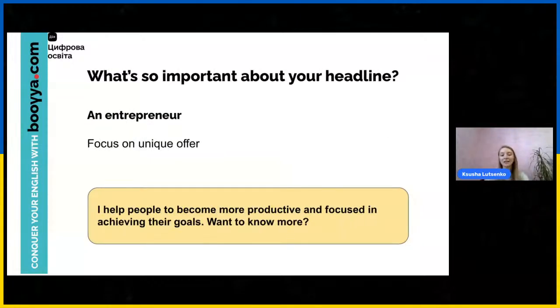Or if you are an entrepreneur, it might be a bit more difficult to create a catchy headline, but I'd recommend you to focus on unique offers that you provide your customers with. For example, I help people to become more productive and focused in achieving their goals. Want to know more? Well, a call for action is also a great tool you can use. Include a question at the end of your headline to make this headline work. So people become really interested in contacting you, texting you, and communicating with you to get some extra details about your service, about your job, whatever you offer.